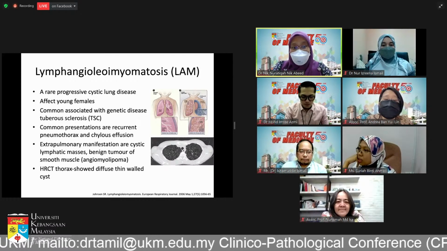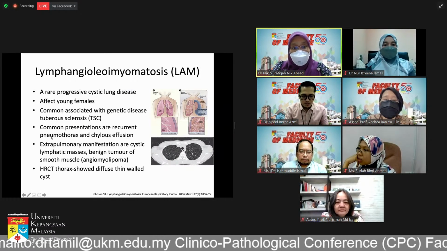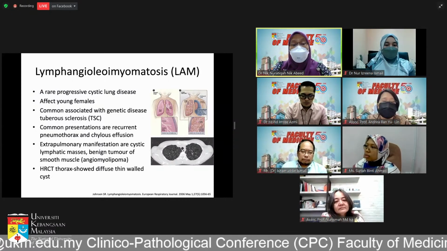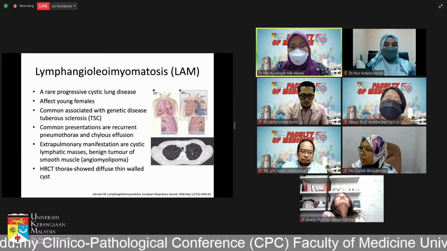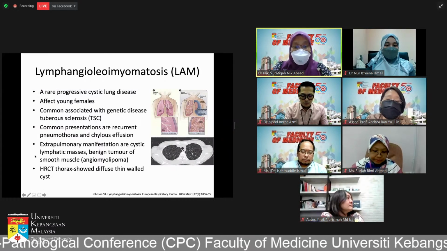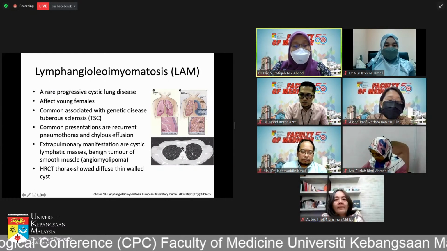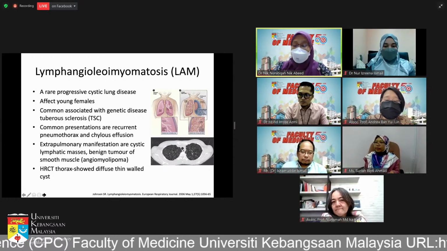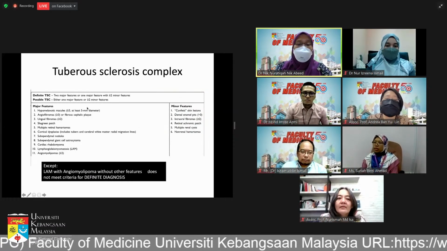Just like what Izrina mentioned, it's associated with tuberous sclerosis. And then the common presentations, as all the speakers have informed, are pneumothorax and chylous effusion. Sometimes there are extrapulmonary manifestations such as angiomyolipoma. And of course, with the help of Dr. Imri, HRCT thorax showed diffuse thin-walled cystic lesions showing LAM.